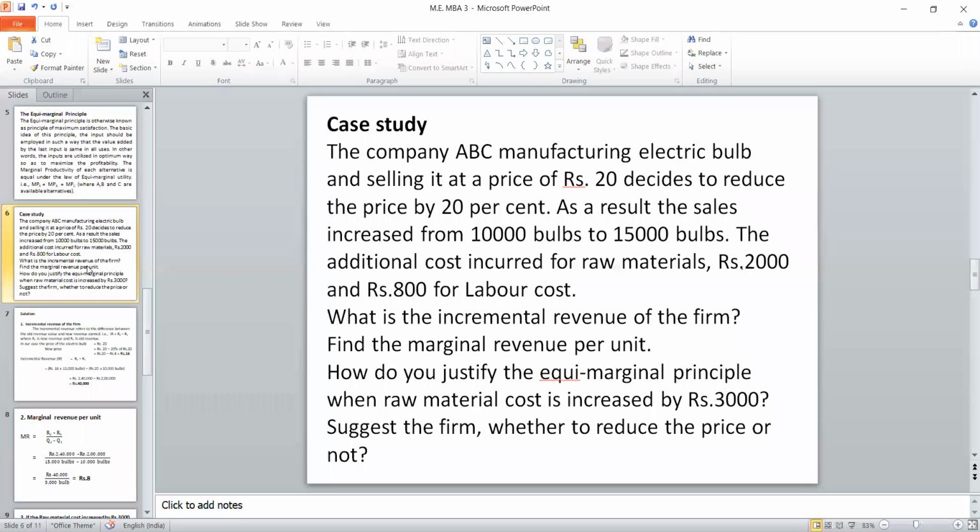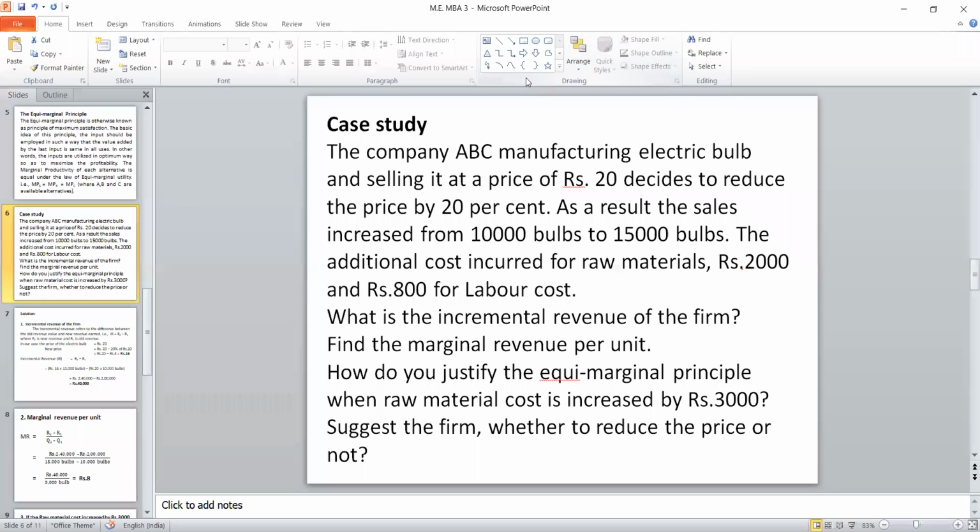So because of that decision, there is an incremental cost and incremental revenue. Okay. The additional cost incurred for raw material is rupees 2,000 only, and another 800 for the labor cost. This is the situation they have given. Now they are asking 4 questions. The first question: what is the incremental revenue of the firm? The second question is, find the marginal revenue per unit. Not only that particular incremental value, they want to know for a particular product what will be the profit, what is the margin of it.